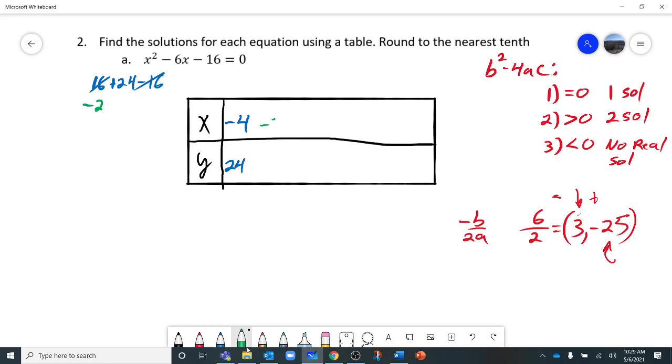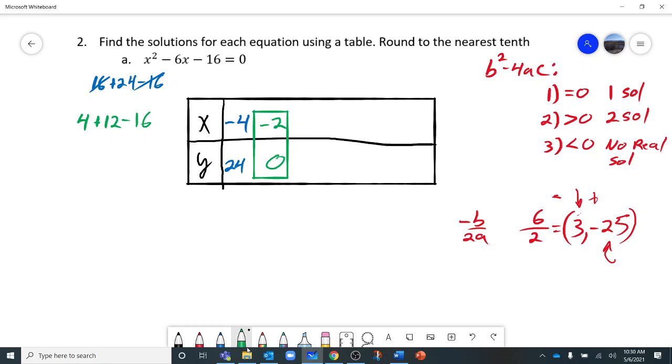The next number I'm going to plug in is a negative 2. Sorry, that goes here. Negative 2. Negative 2 squared gives me 4. Negative 2 times negative 6 is a positive 12. And minus 16. 4 plus 12 is 16. 16 minus 16 is 0. So that's actually one of my answers.